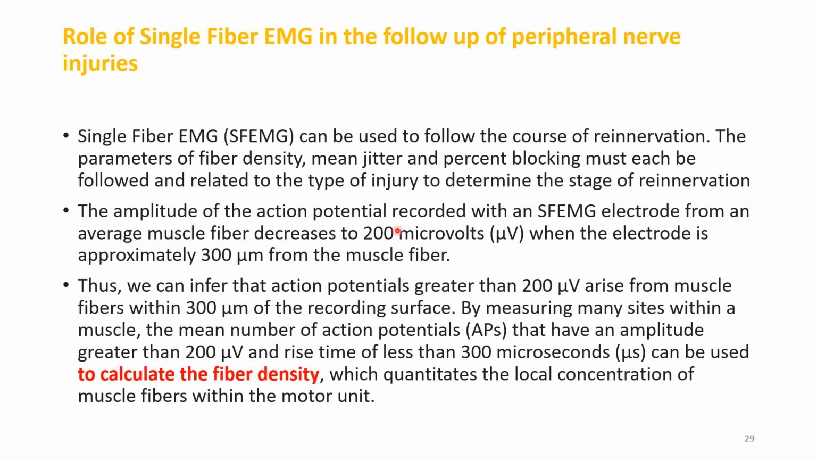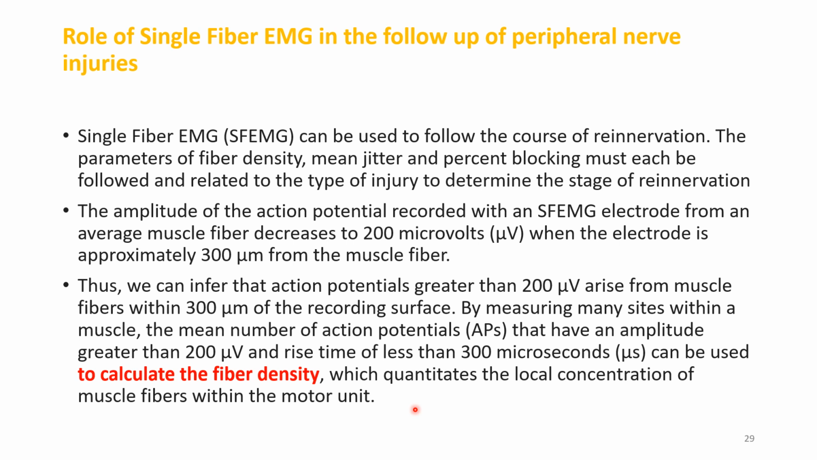Normally, the amplitude of action potential recorded with a single fiber EMG electrode from an average normal muscle fiber decreases to 200 microvolts when the electrode is approximately 300 micrometers from the muscle fiber. Thus, we can infer that action potentials which are greater than 200 microvolts arise from muscle fibers within 300 micrometers of the recording surface. By measuring many sites within a muscle, the mean number of action potentials that have an amplitude greater than 200 microvolts and rise time less than 300 microseconds can be used to calculate the fiber density. It quantifies the local concentration of muscle fibers within the motor unit.